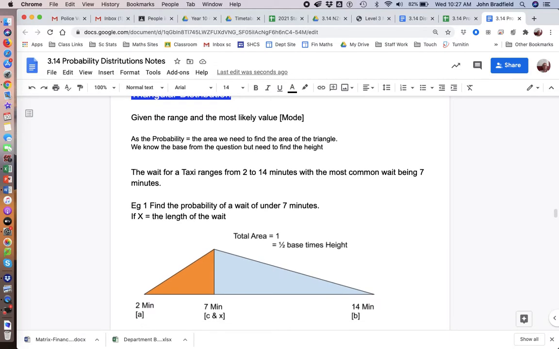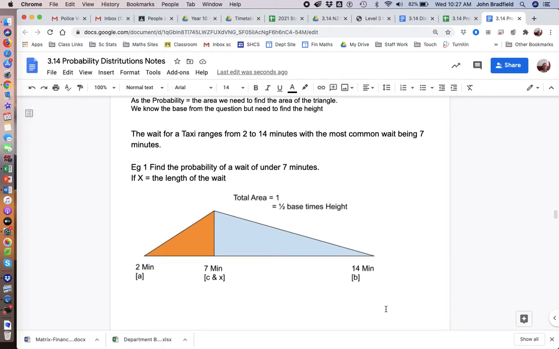So if we stick with the same idea, if we're talking about weight and time for a taxi, and this time the range runs from 2 to 14 minutes, the most common waiting time, however, is 7 minutes. So we've got a triangle, and you would sketch it roughly. 2 to 14, we've got the apex at 7, it's not quite symmetrical, so although this isn't to scale, it shows that roughly. X stands for the length of wait, and the capital X stands for the distribution of all possible lengths of wait between, and I've got the a, b, c's and little x's there. That'll make more sense when we see the formula.